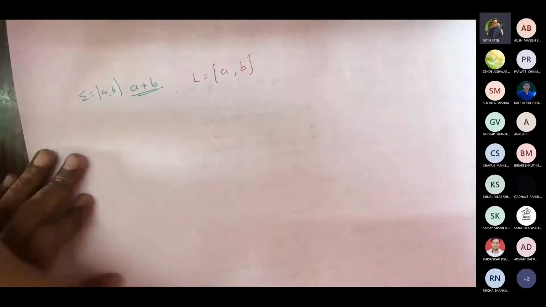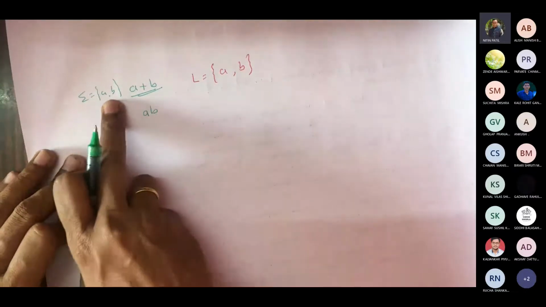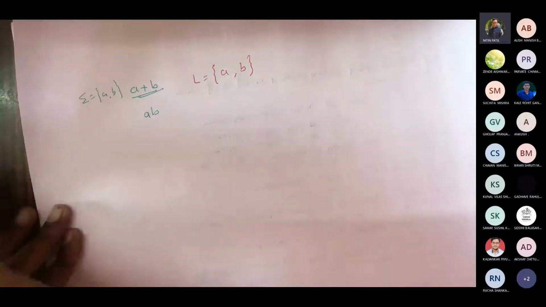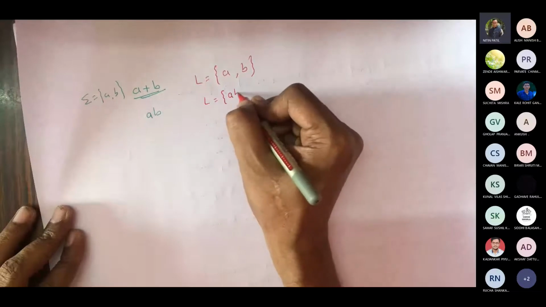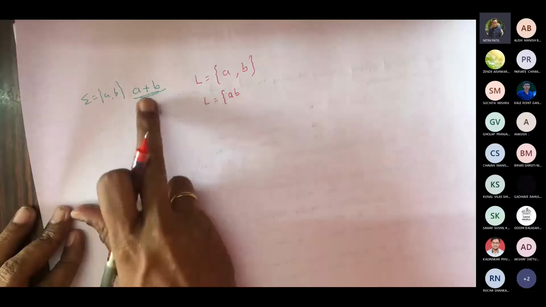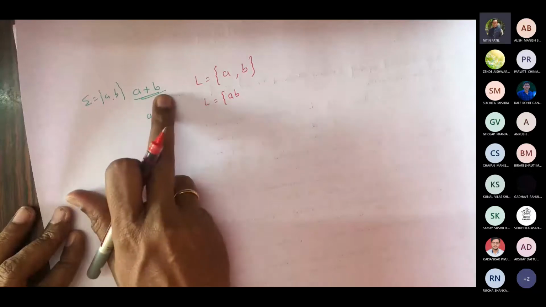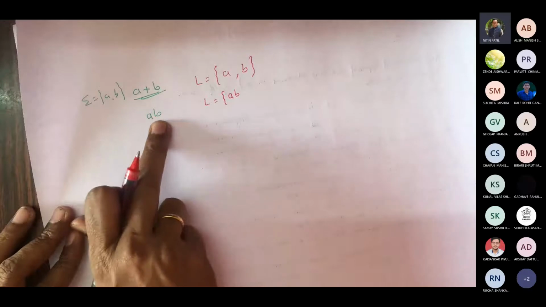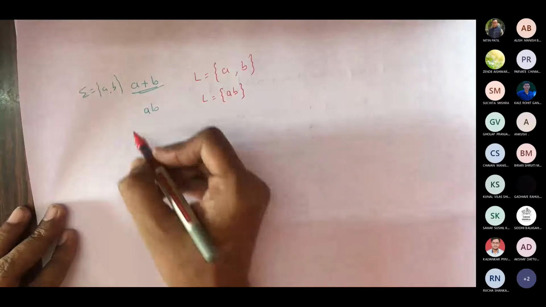Now suppose I am talking about a regular expression AB, assuming sigma to be a comma b. What exactly does L mean? There is only one string accepted. This is concatenation, and I cannot separate this. The plus means this or this, either A or B, whenever you are talking about union. Whenever I am talking about AB, this ultimately means concatenation, so this would be AB.